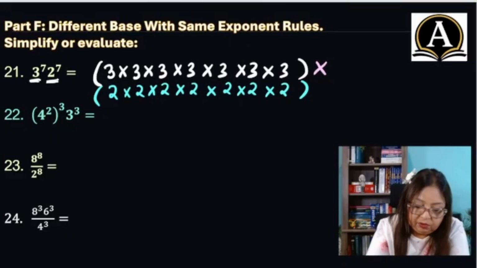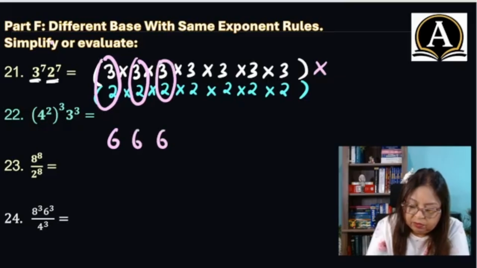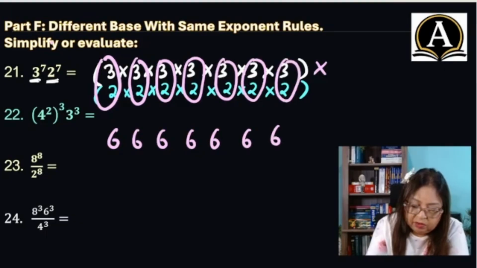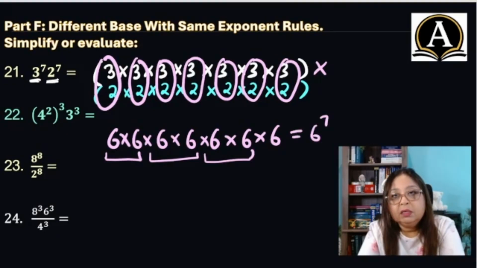Now, watch this. 3 times 2 is 6. This 3 times 2 is 6, and so on for each pair, seven times in all. Multiply them. How many 6's are there? Here you go, 7. So we have 6 to the power 7.